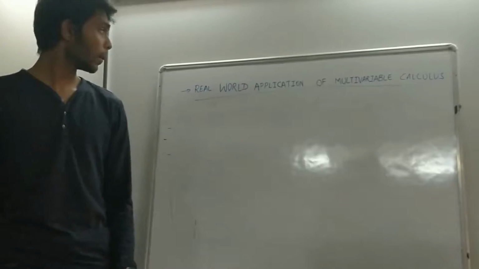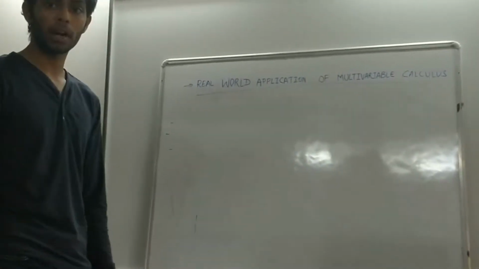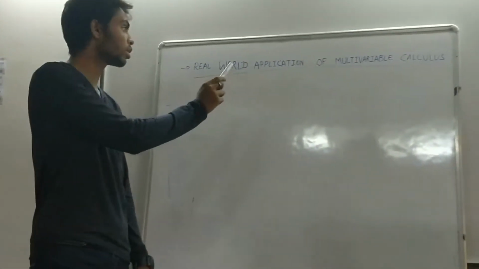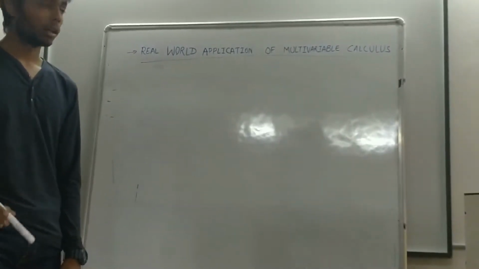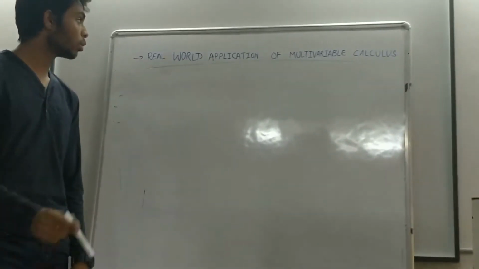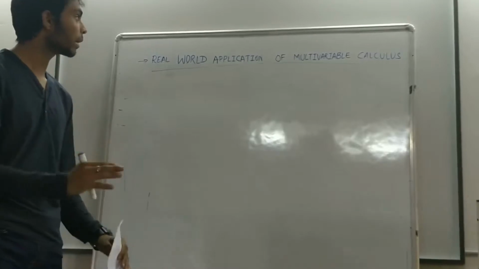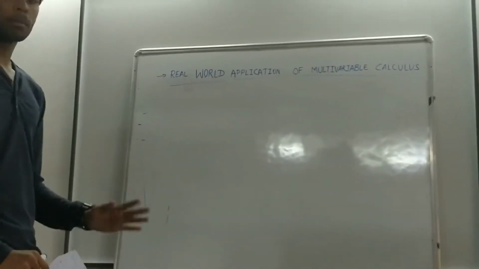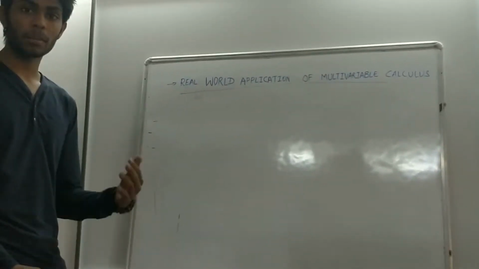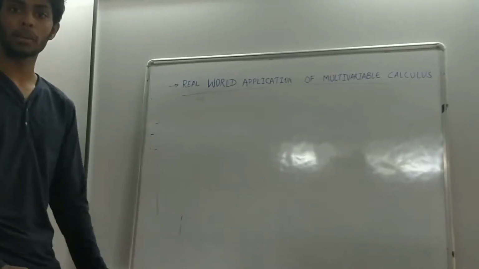17BEE0186. Today I am going to talk about a very important topic regarding mathematics. It's called real world application of multivariable calculus. Basically, as the name suggests, we use this part of mathematics where multiple number of variables are involved. For example, x, y and z, or n number of variables are involved.